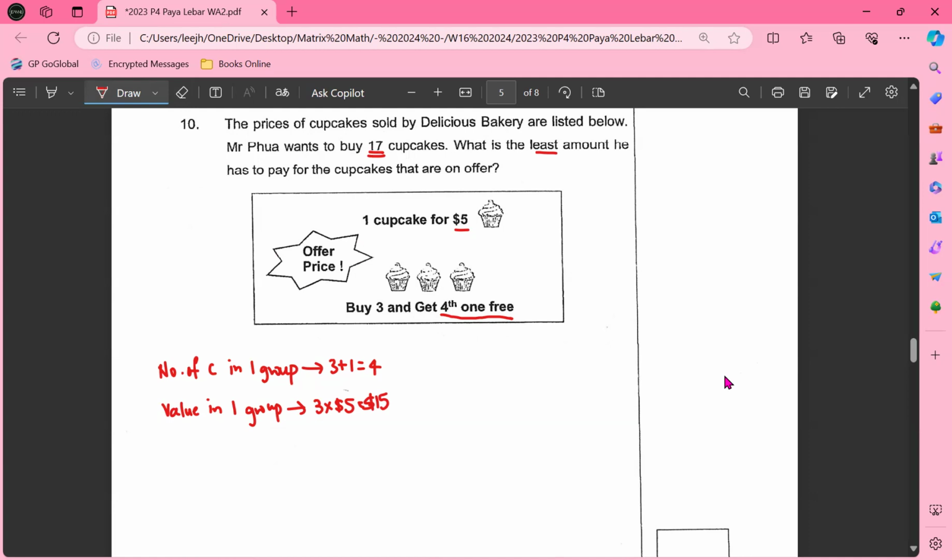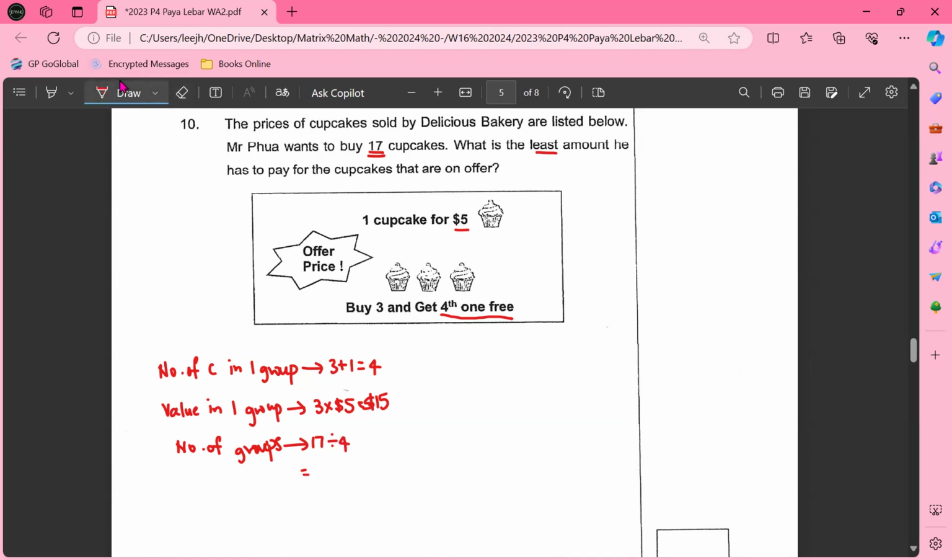So we need to ask ourselves, 17 cupcakes, how much of the offer group will he buy? We need to find the number of groups first. Group the cupcakes into the offer grouping first. 17 divided by 3. Sorry, not divide by 3, sorry. 17 divided by 4. Divide by 4.